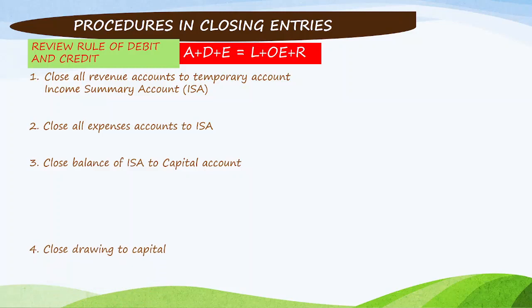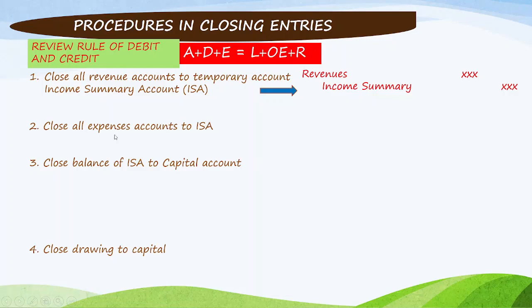The pro forma entry for procedure number 1 is that we're going to debit revenues account and we will credit income summary. Why do you think that we debit revenues here? Looking back in our expanded accounting equation, the normal balance of revenue is credit. So to close this one, we have to debit the revenue accounts.